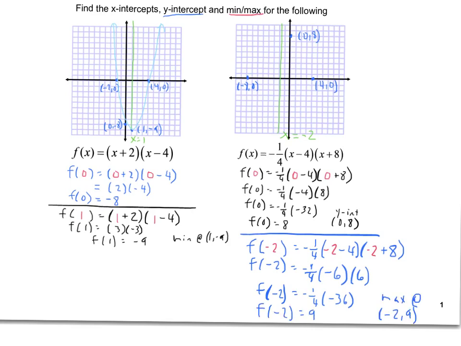This one, clearly, because it has to go up to reach that 0, 8, it's opening down. I knew that also because the scalar is negative 1/4, so it's going to be a maximum. And connect them for good times.